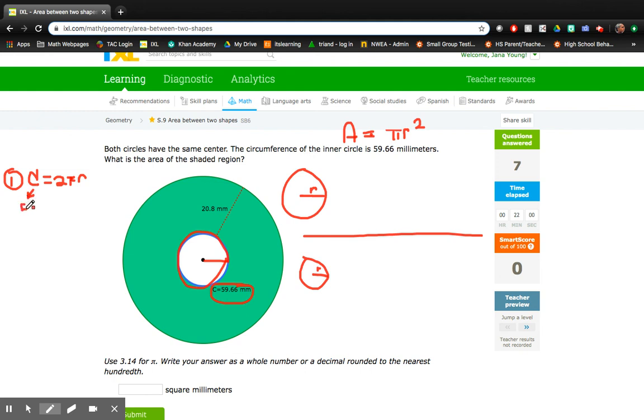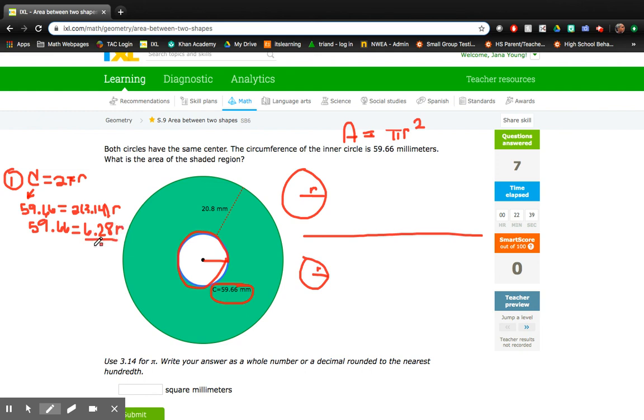It is 59.66, and that's going to be equal to 2 times pi times the radius. And remember, with IXL, you always use 3.14 in place of pi. And so 2 times pi is always going to be 6.28.